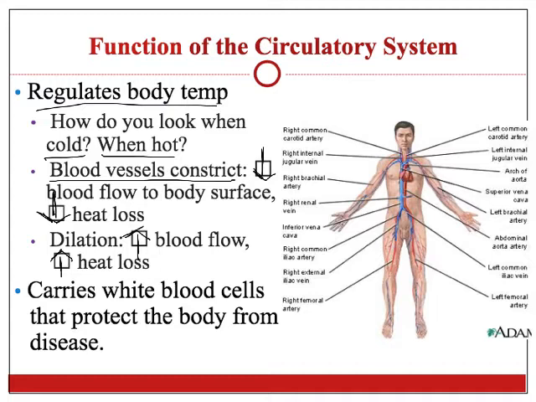And finally, a third function is that it carries white blood cells around the body. And remember, white blood cells are a cell type that helps to protect us from disease. They're an immune cell from our immune system.